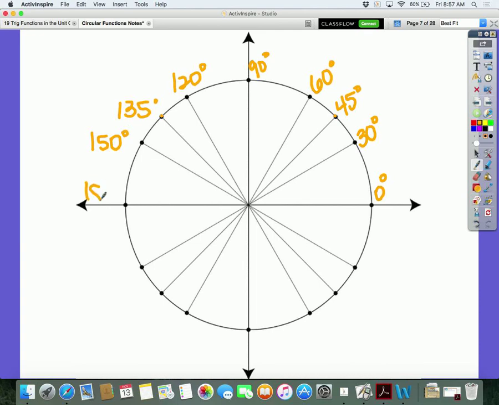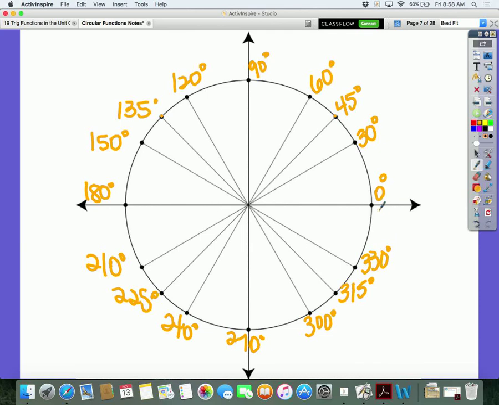180. And you can continue around the same pattern. The next one would be 210. 225. 240, 270. Keep going. 300. 315. 330. And last but not least, the last angle measure is 360. Yes, it does go all the way around a full 360 degrees.